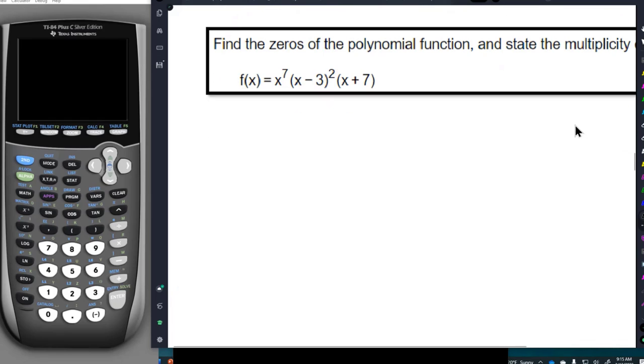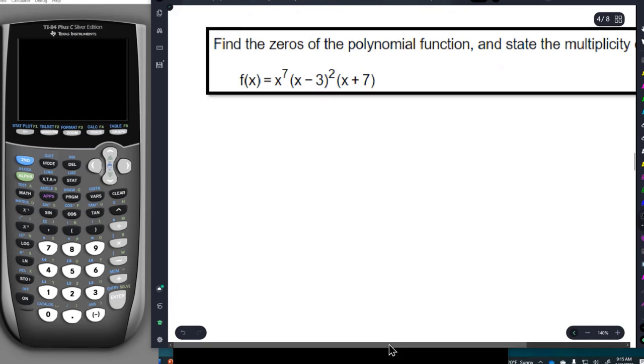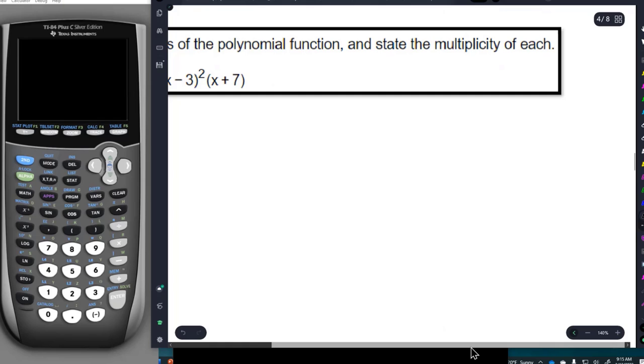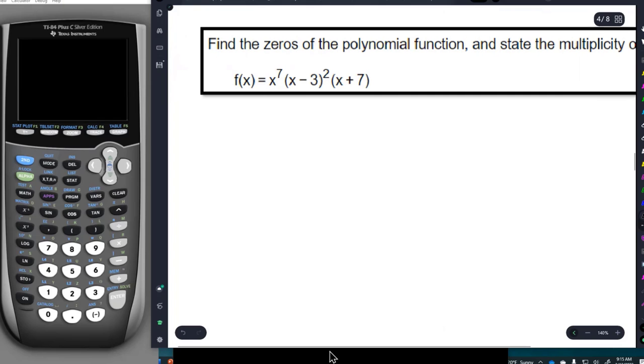And we're going to get to do it again. Let me make sure that we're not going to do anything else. Yes, same instructions: find the zeros of the polynomial function and state the multiplicity of each. Well, I'm going to do something that's a little silly, and then we'll talk about a shortcut.